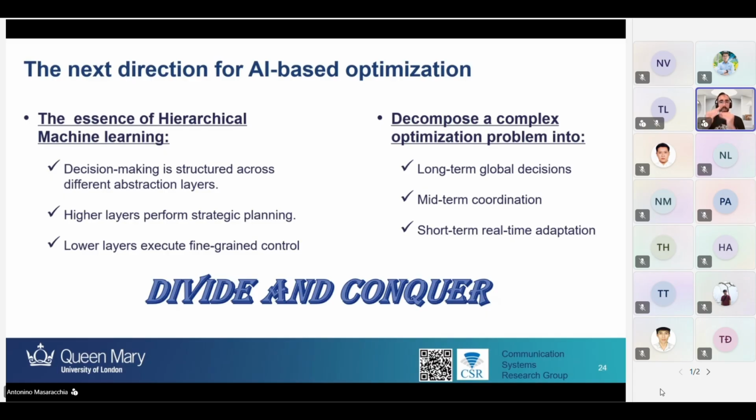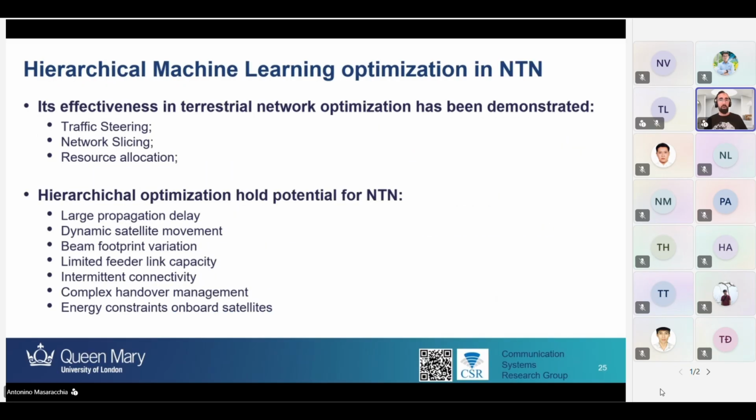So with this organization of AI architecture, the research community has identified this representation as the most promising for AI representation and application in the next generation networks. But the point is, yes, we can have this level of representation, and at the same time, this can work in the terrestrial network. But what about the non-terrestrial network? Because in non-terrestrial network, this has been already demonstrated. So the hierarchical approach has been already demonstrated for traffic steering, network slicing, and resource allocation.